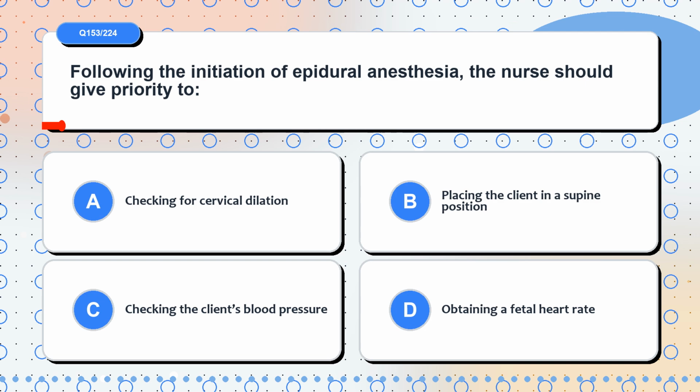Question 153. Following the initiation of epidural anesthesia, the nurse should give priority to. Here are the options. Option A, checking for cervical dilation. Option B, placing the client in a supine position. Option C, checking the client's blood pressure. Option D, obtaining a fetal heart rate.